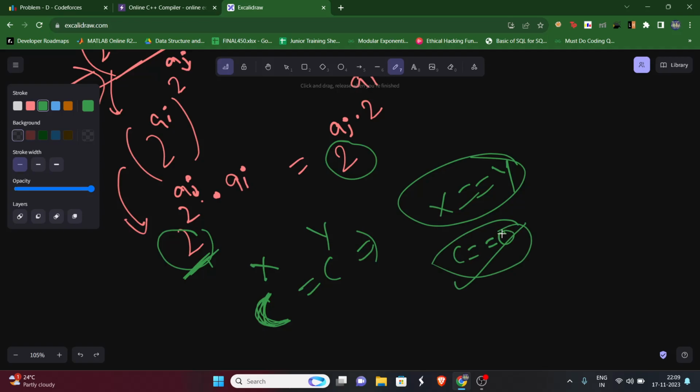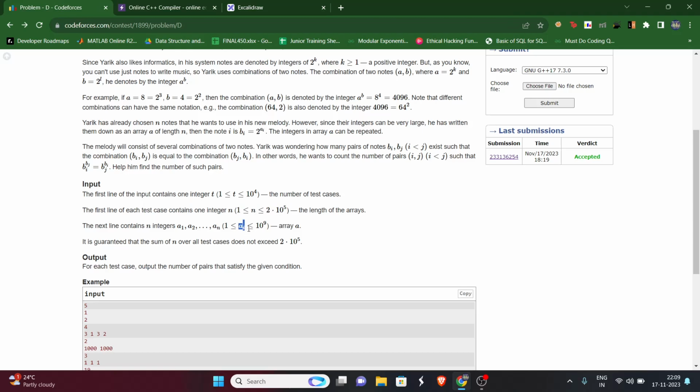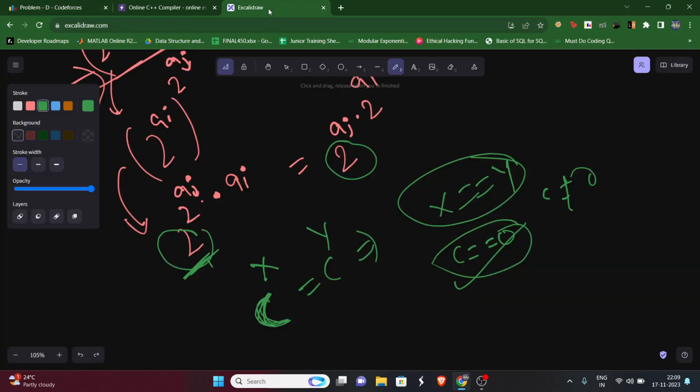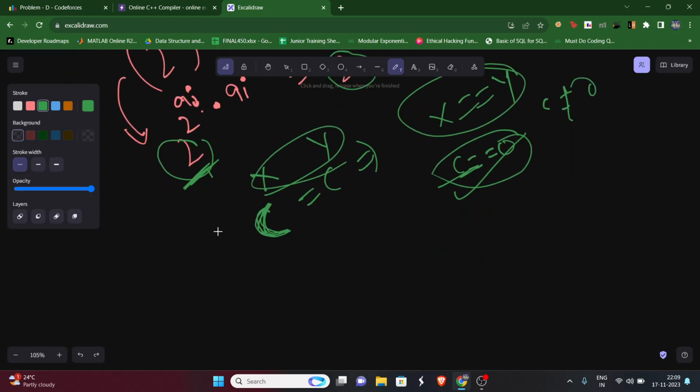Both cases can be satisfied, but we know that c definitely cannot be 0, because in the question it is mentioned that a of i will start from 1 until 10 to the power 9. So we know that this c won't be 0. That means x must be equal to y. So from here we have one observation.